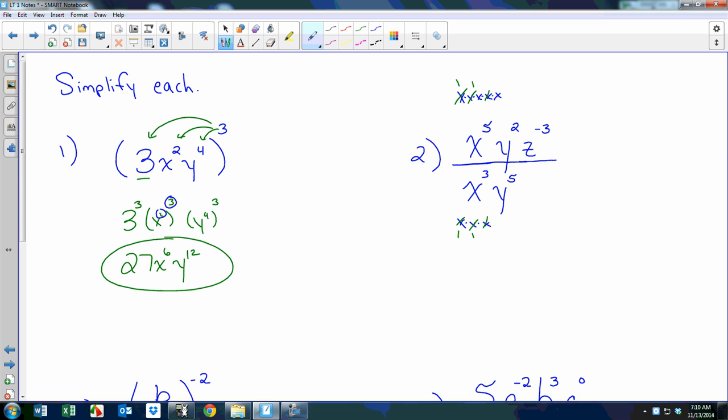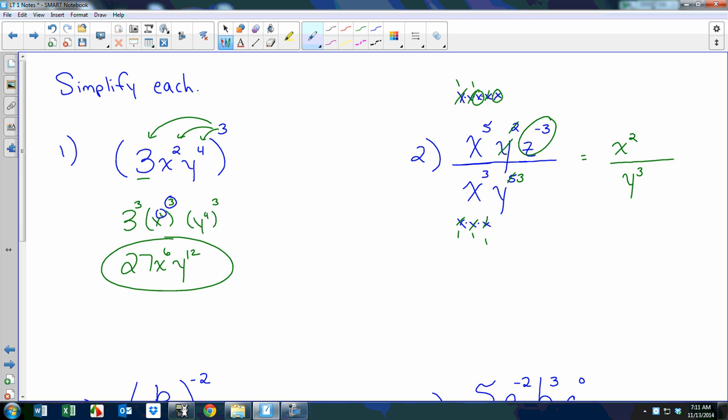Oops, I skipped one there. It's okay. There's still 2 x's left in the top. So our final answer is going to have 2 x's left in the top. The y squared divided by y to the 5th, I see that as 2 y's in the top and 5 y's in the bottom. So those 2 y's are going to cancel, and those 5 y's are going to reduce to only 3 left. So you're going to have y cubed left in your denominator.